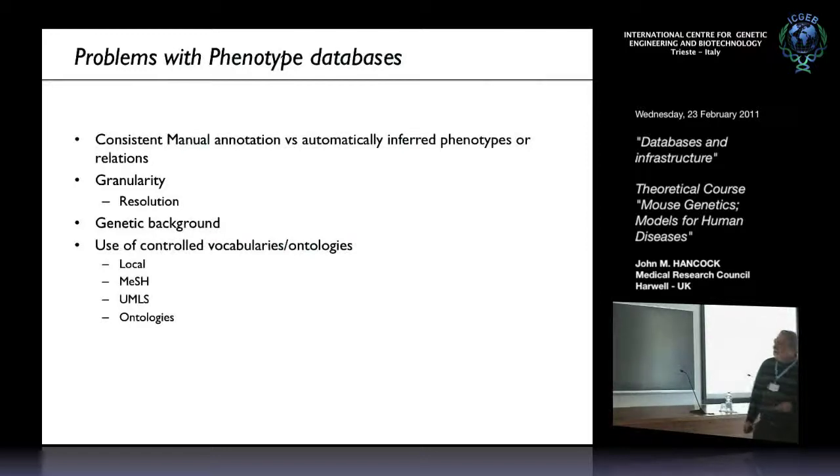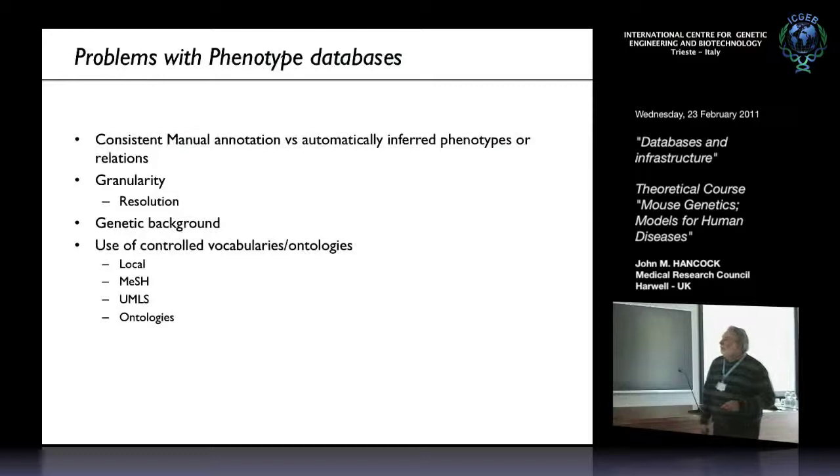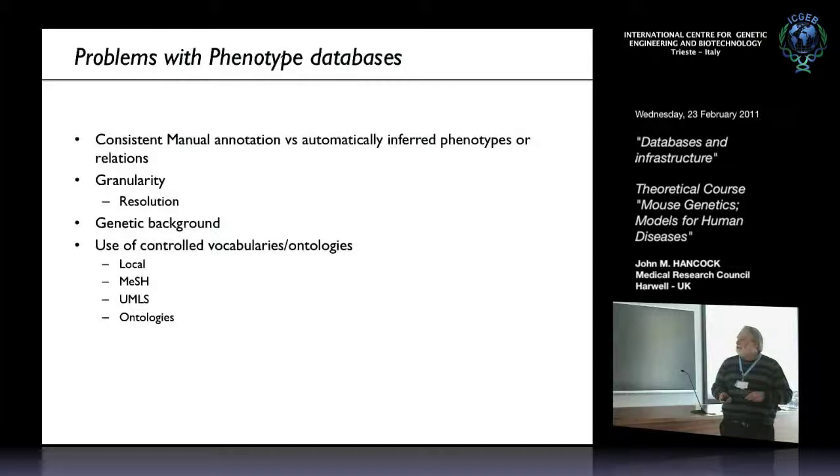So we have these classic problems. We like manual annotation, but if we want to produce a manually annotated database, the Jackson Lab employs 60 curators to produce their database. We can't all do that. So many databases have some automatic inference in them. Some have only automatic inference in them, which is not as good as we'd like it to be, but that's a practical solution. There's an issue of resolution.